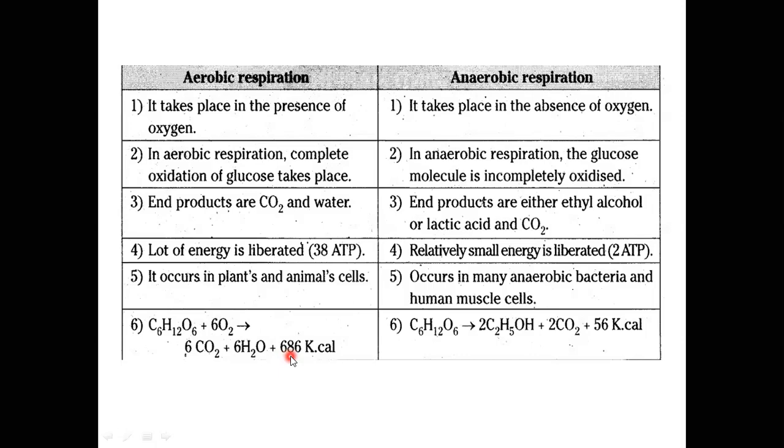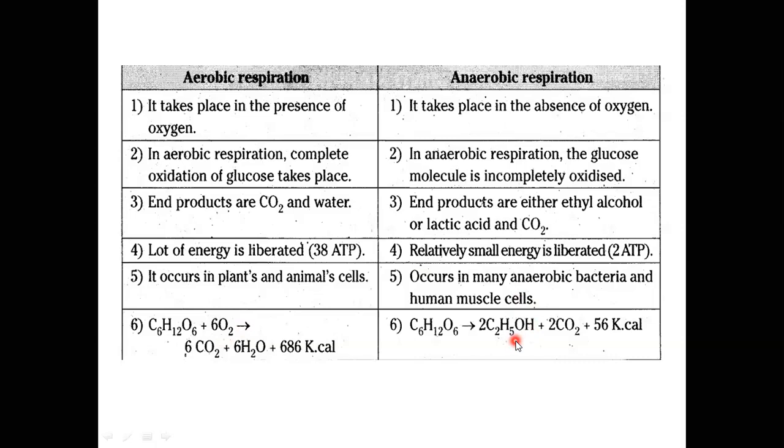As you can see here, 686 kilocalories is actually getting liberated here. Energy that is released is equal to 686 kilocalorie. But here only around 56 kilocalorie is being liberated. Here oxygen is utilized, and here the oxygen is not utilized. Okay. So this was the basic difference of aerobic and anaerobic respiration.